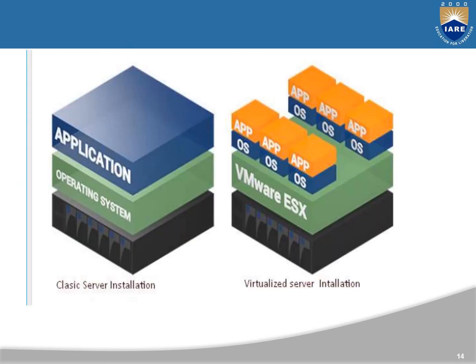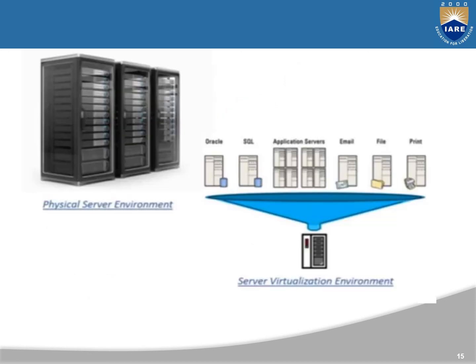The architecture for this is application and operating system. You can see the classic server installation and the virtualized server installation, where application servers are divided into multiple servers on a demand basis. Next comes the physical server environment. Here you can see that a single physical server is divided into multiple servers, which is known as the server virtualization environment. These are divided into application servers like email, file and print, SQL, Oracle, etc.